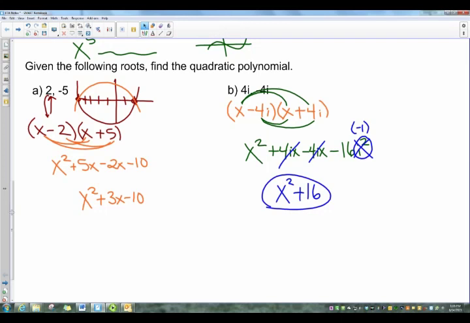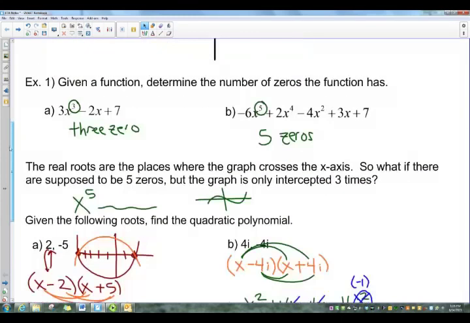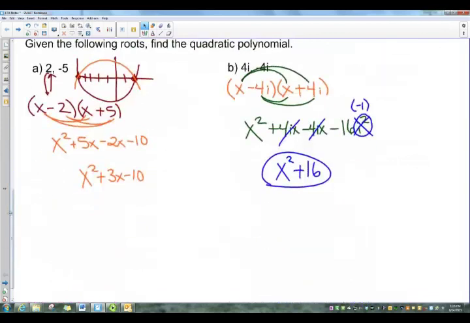Okay, so this is what you're going to be asked to do in this section: identify the number of zeros and create the quadratic polynomial that has the following zeros. Okay, if you need help, let me know.